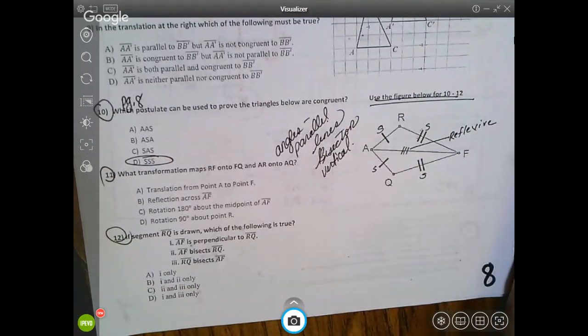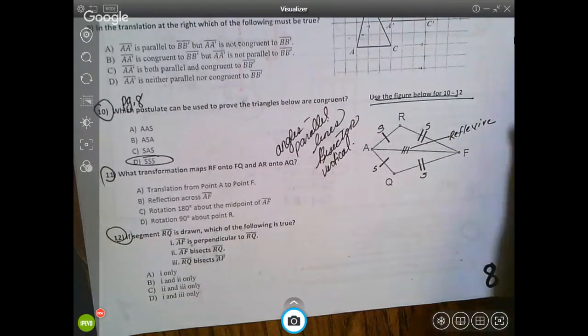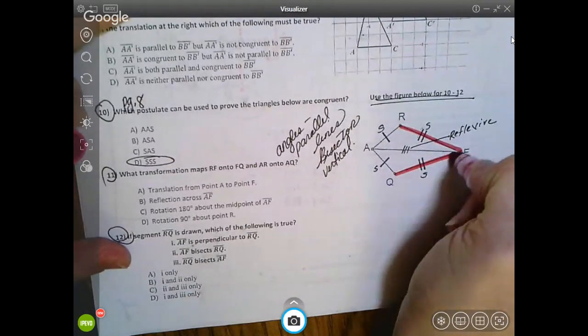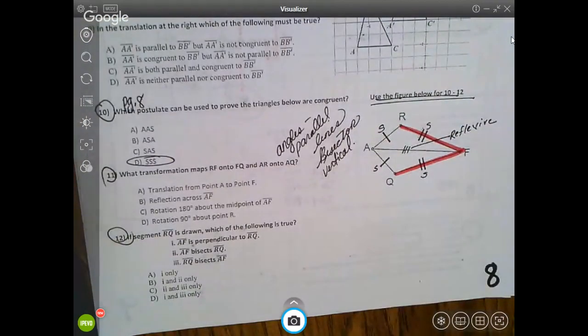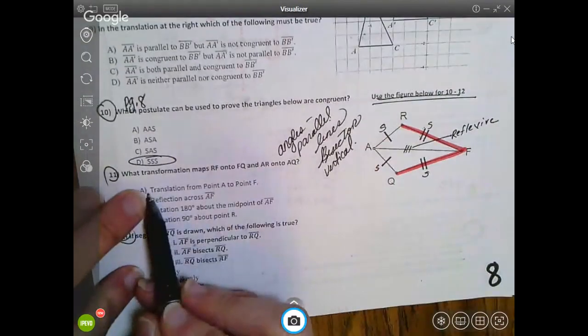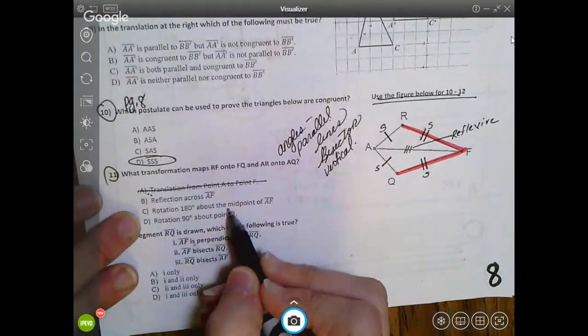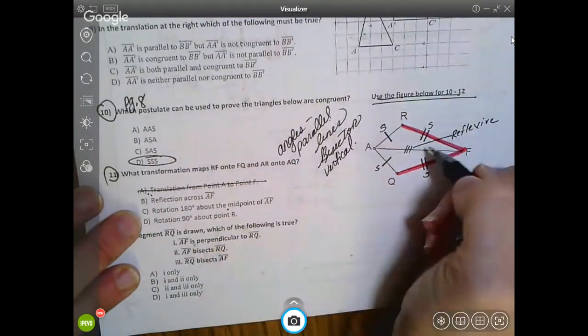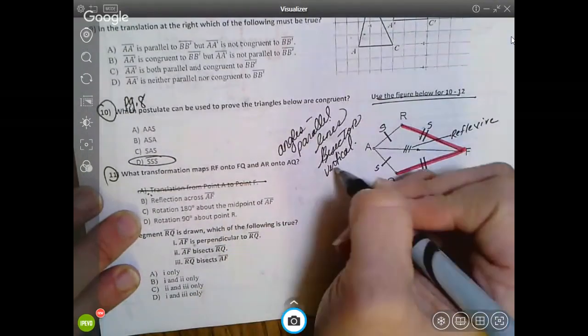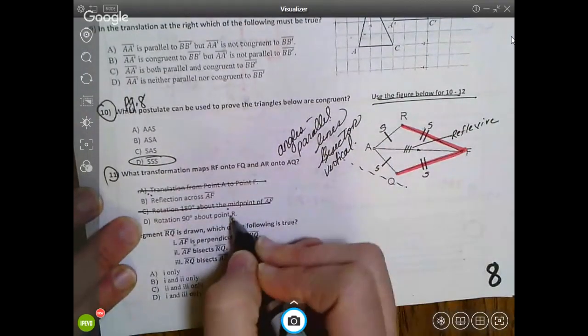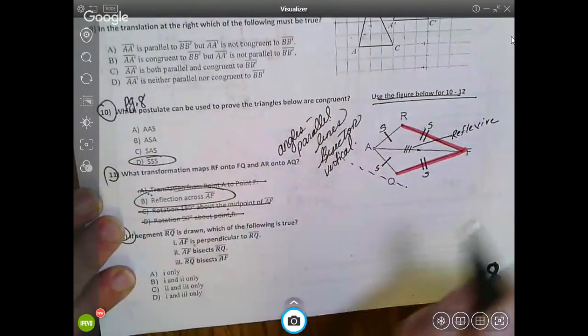Which transformation maps RF on to FQ? So here's RF. How does this line get to be right here? So a translation means it slides. So we know it didn't slide. A rotation around the midpoint of AF. Well, if it was a rotation, this line would be somewhere over here. So it's not this one. 90 degrees it can't be. So it's got to be reflection on this line.